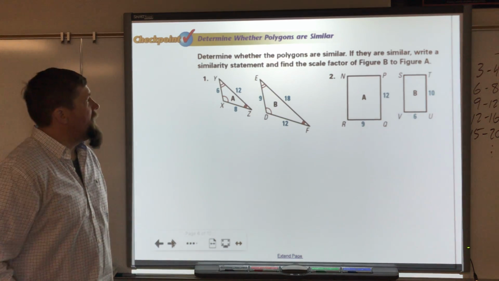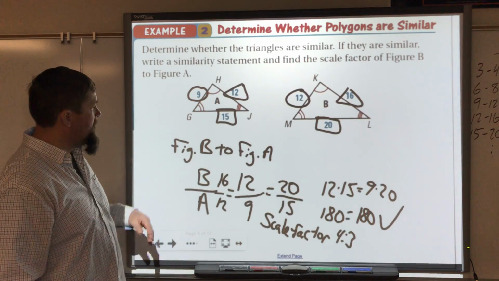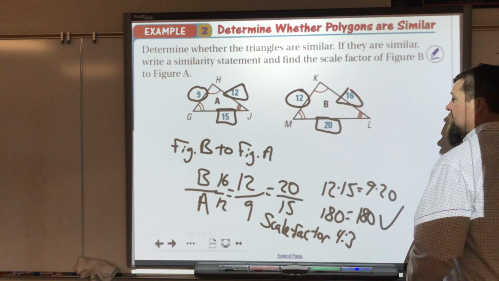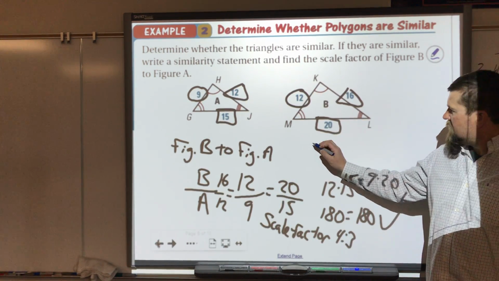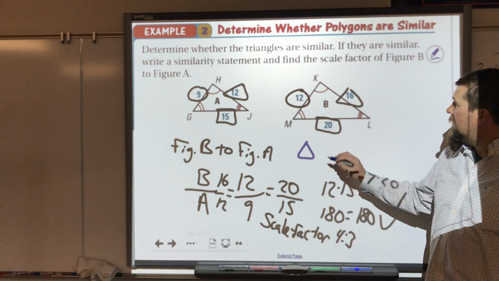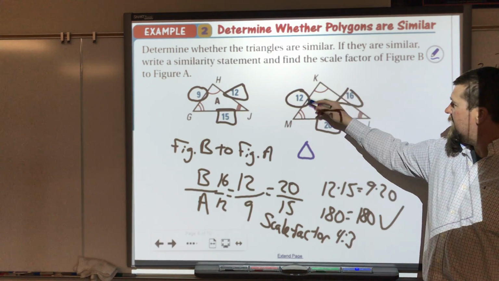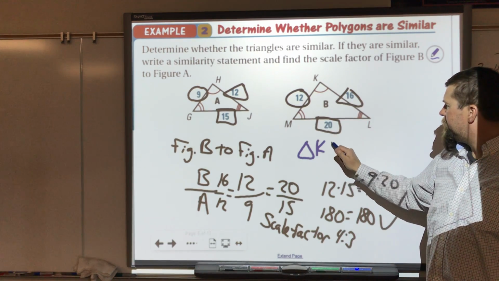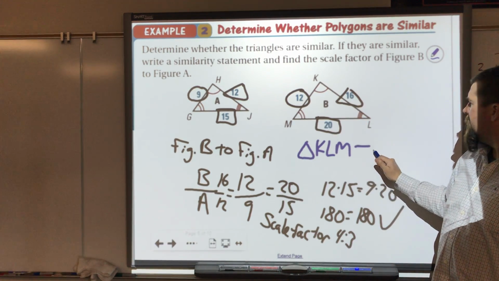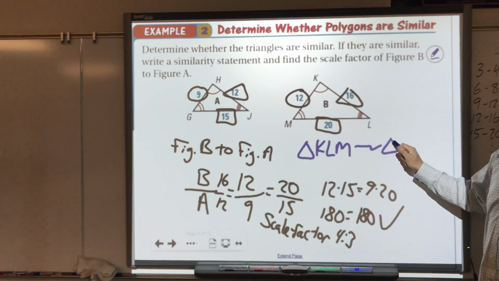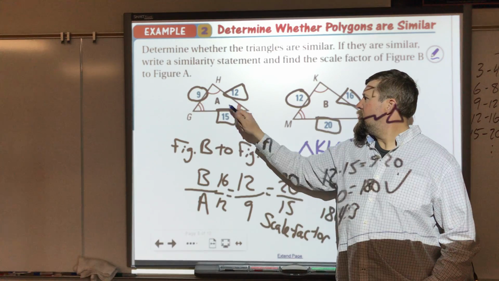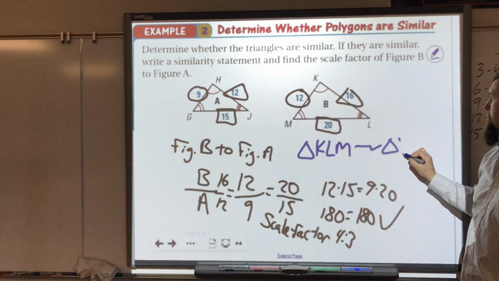All right, you try this. Oh, I forgot to tell you the similarity statement. The similarity statement with this one is to write it down where you have triangle such and such. So you would say in this case, triangle KLM is similar to triangle HJG, and you have to write them in the same order.